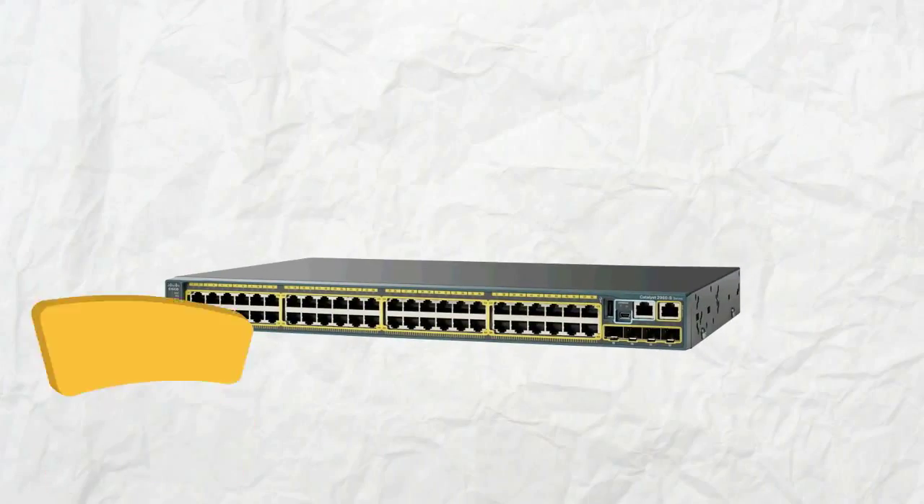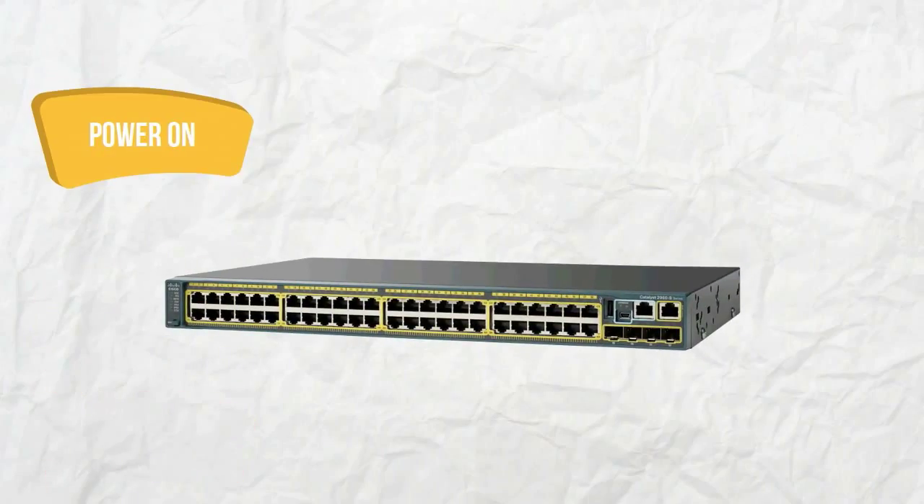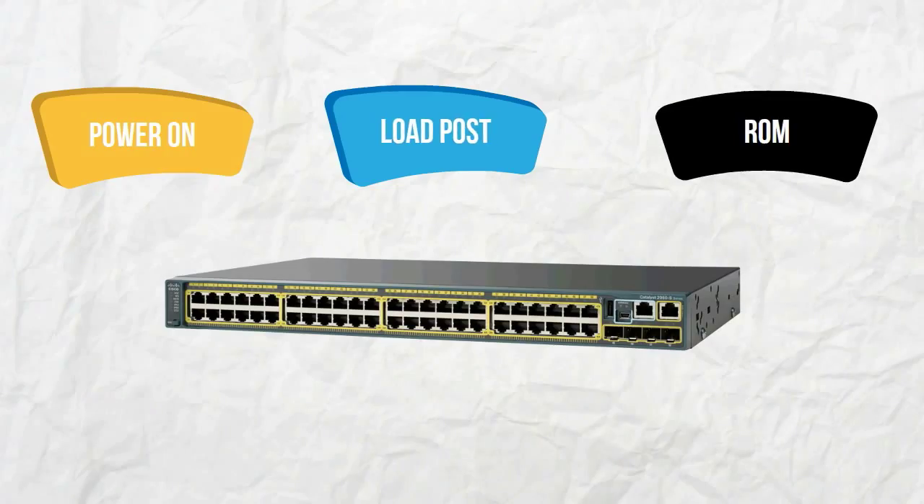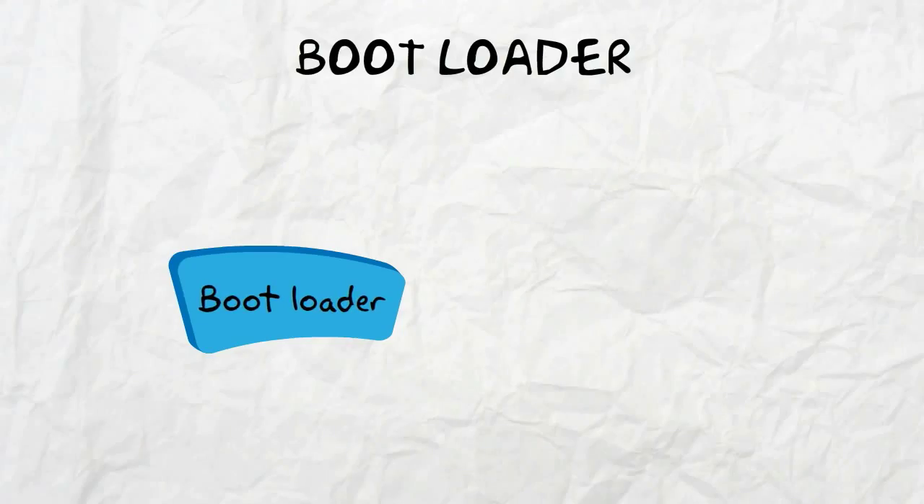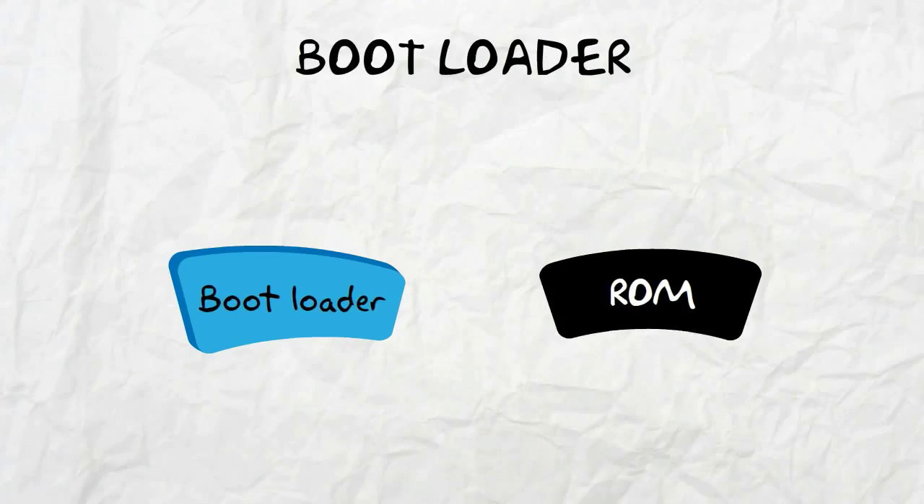After a Cisco switch is powered on, first it loads the POST, a program installed in ROM. The POST is the power-on self-test that checks the CPU subsystem. Next, the switch loads the bootloader. The bootloader is a program that is stored in ROM and immediately runs after the POST.